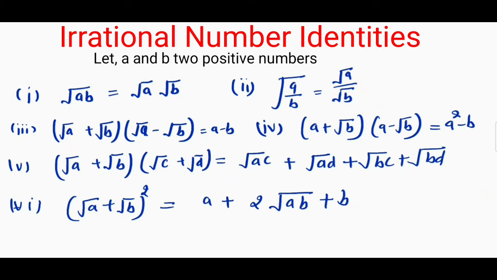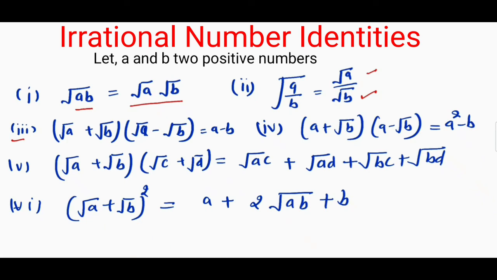The first identity over here is square root of a into b is equal to square root of a into square root of b, means we can separate them. Similarly, second, we have the square root of a divided by b is equal to square root of a divided by square root of b. Here also we can separate the square roots of a and b. So next, the third identity: square root of a plus square root of b multiplied by square root of a minus square root of b is equal to a minus b.